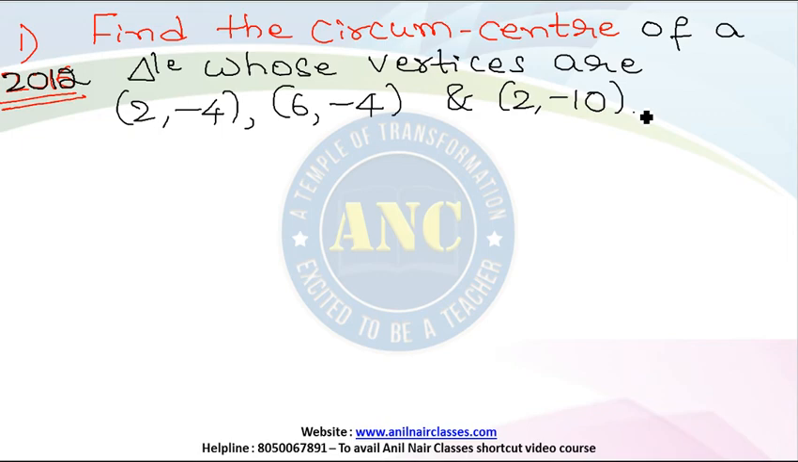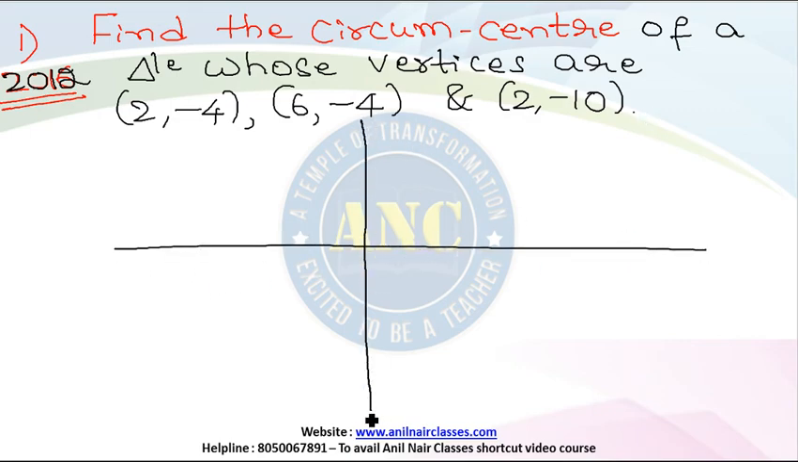Now see here, sir. Very easily you can find these questions. It is not at all difficult to find. First of all, let me represent in a coordinate axis. First thing is 2, minus 4. That means from origin you will travel 2 units towards the positive x-axis, minus 4 units on the negative y-axis. You will find this point called 2, minus 4.